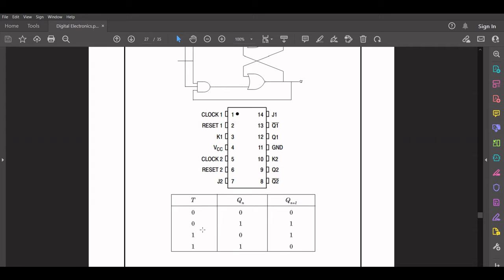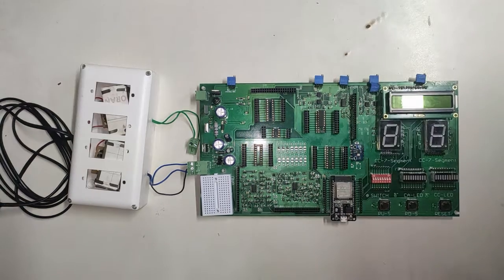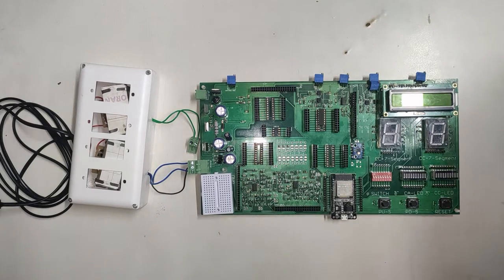In the next part of this video, we'll demonstrate how you can implement the JK as well as the D flip-flop using the mobile lab. In this part, we'll demonstrate how to implement the JK flip-flop through the IC 7473, and we'll also verify the truth table. Now let us start with the implementation part.